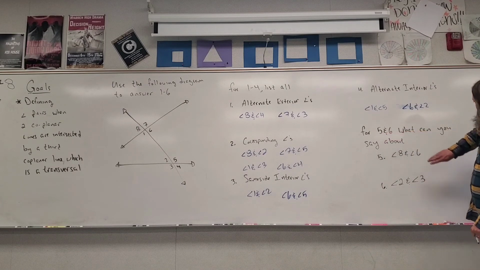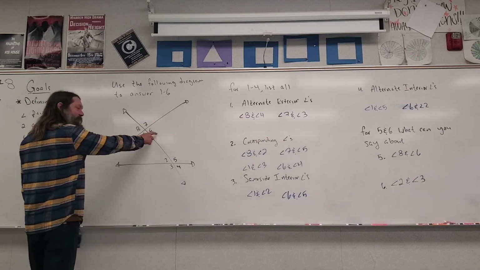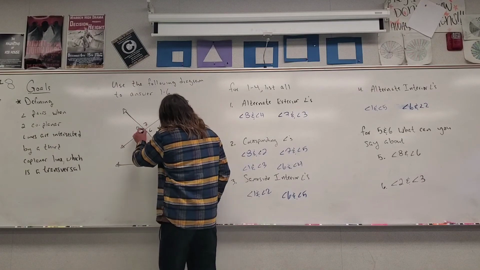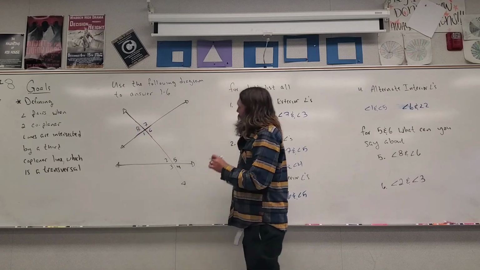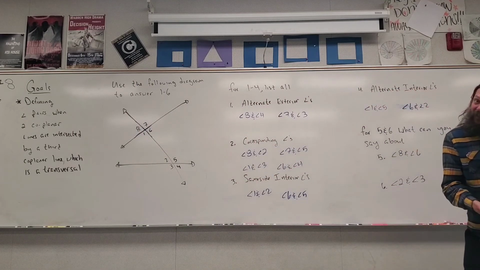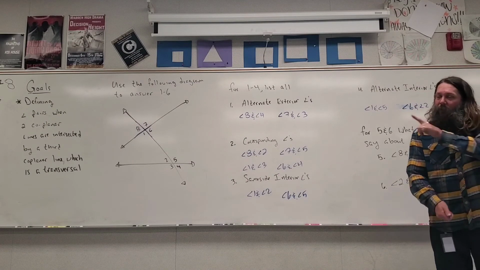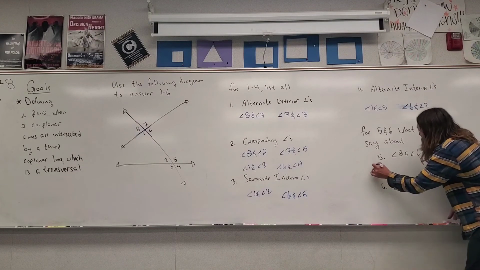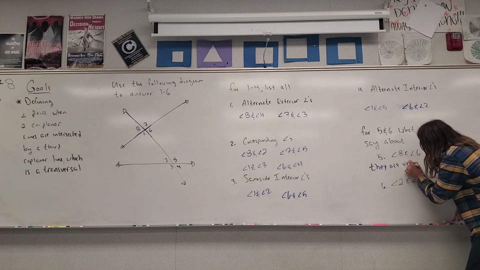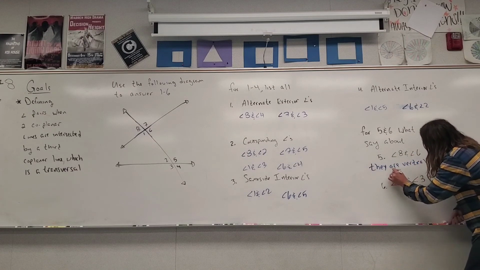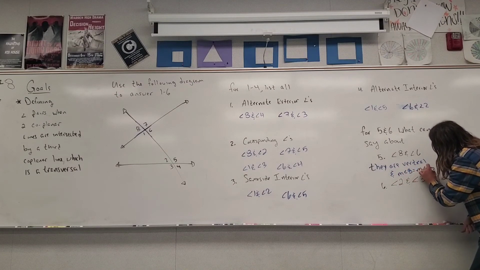For problems 5 and 6, what can you say about angle 8 and angle 6? Angle 8 and angle 6, they are vertical angles, because the sides of 8, if I extend them, make 6, right? And not only can I say that they're vertical angles, but remember we know that vertical angles are equal. So they are vertical and equal. So I'll say the measure of angle 8 equals the measure of angle 6.